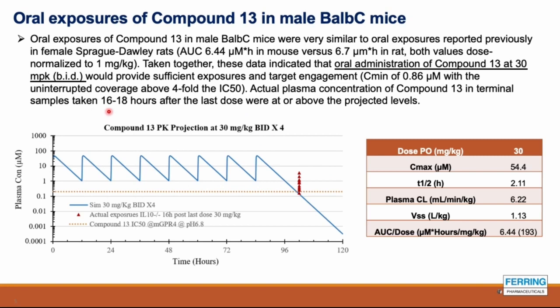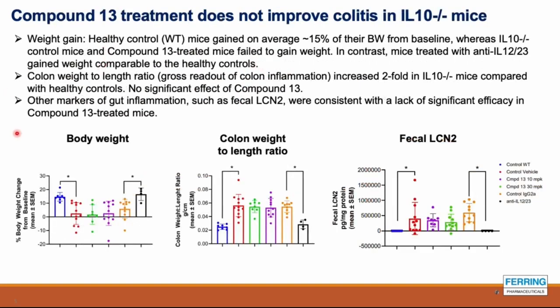So we proceeded to perform a study in IL-10 knockout mice using compound 13 at 10 and 30 mg per kg BID. Unfortunately, compound 13 failed to improve colitis in this model. First, we'll look at a number of endpoints. Firstly, you can see that the healthy control in blue gained weight during the course of the study. In contrast to those healthy controls, the IL-10 knockout mice in red failed to gain weight, which is representative of the disease.